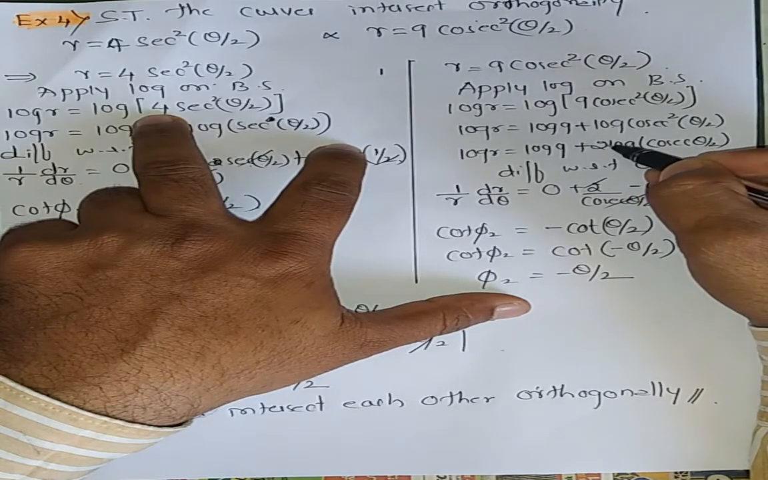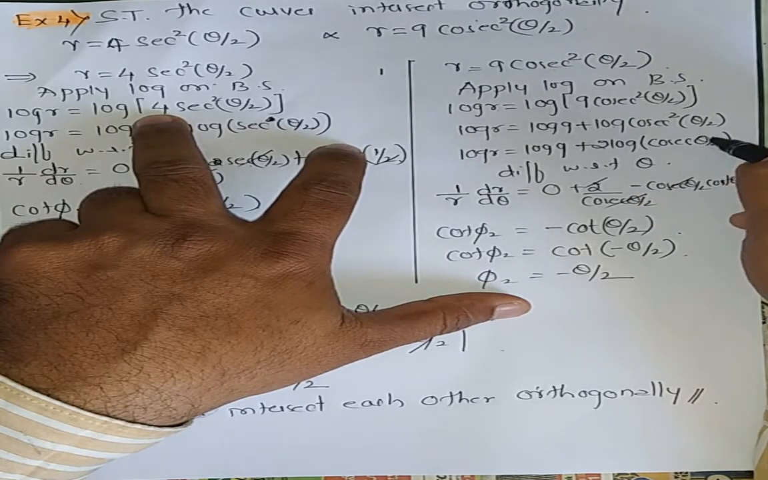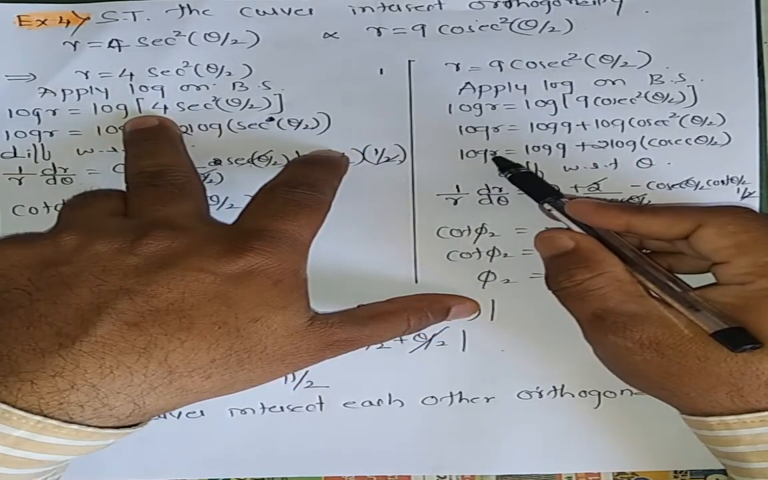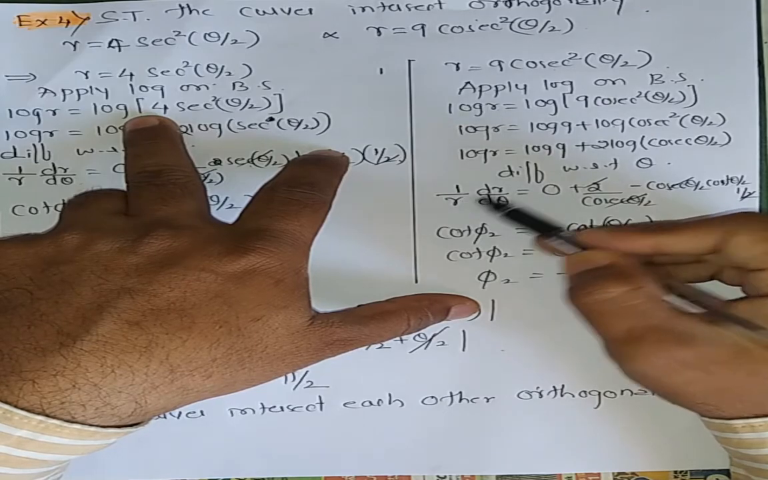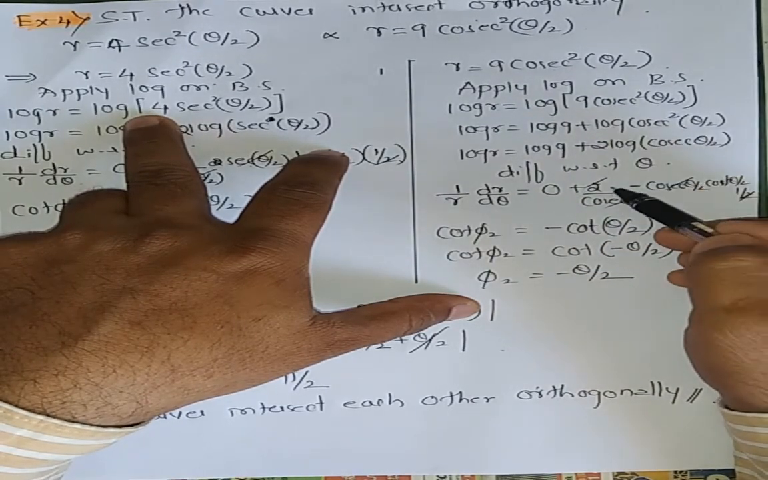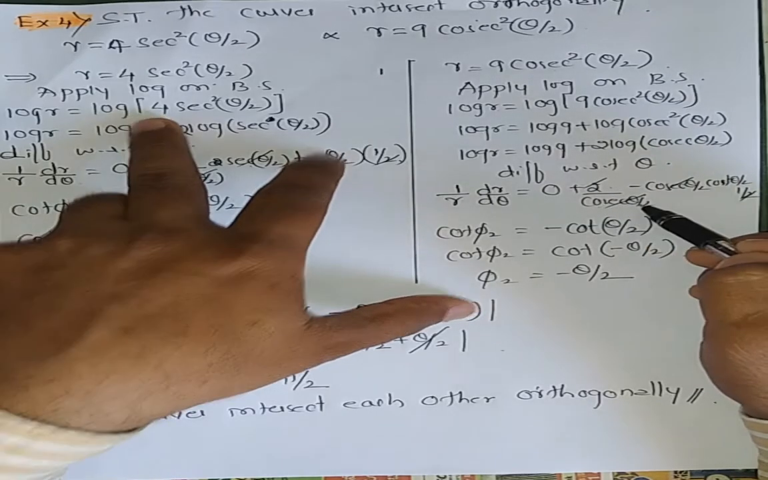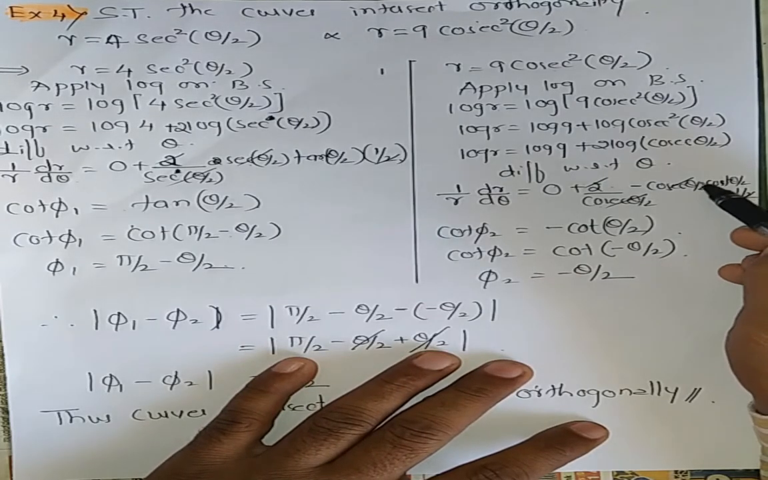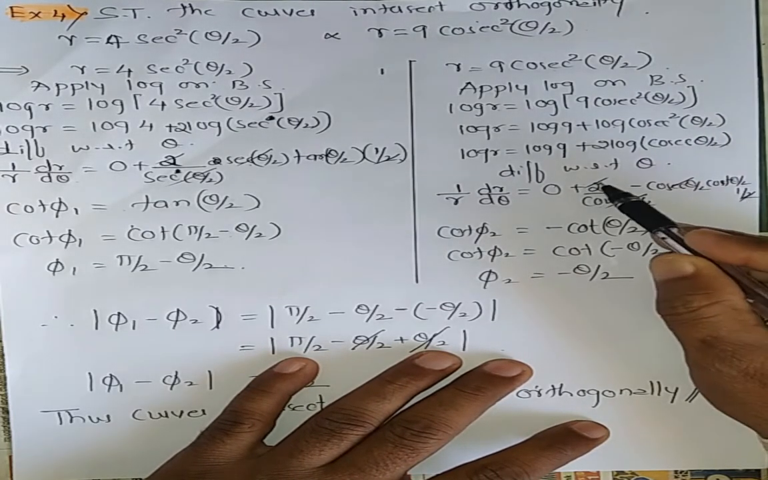This 2 comes in front: 2 log cosec theta by 2. Now differentiate this with respect to theta. Differentiation of log R is 1 by R dr upon d theta. Constant is 0, 2 as it is. Log x differentiation is 1 divided by cosec. Cosec differentiation is minus cosec into cot theta by 2. Differentiation of theta by 2 is 1 by 2, so this 2 gets cancelled.